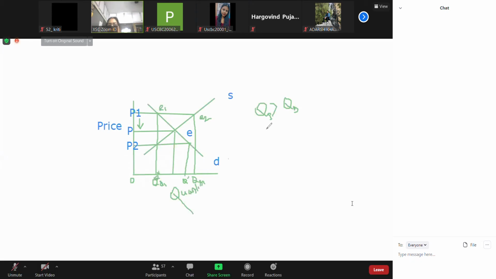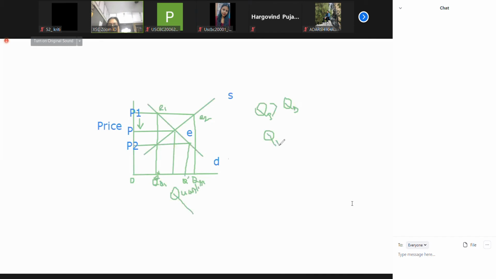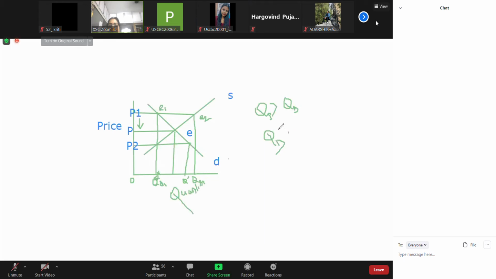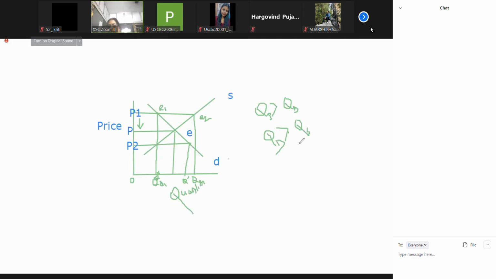So in this case, at price P1, the quantity demanded is more than the quantity supplied. Got the point? So there is excess demand amongst the buyers. So what is the amount of excess demand? Who can say?